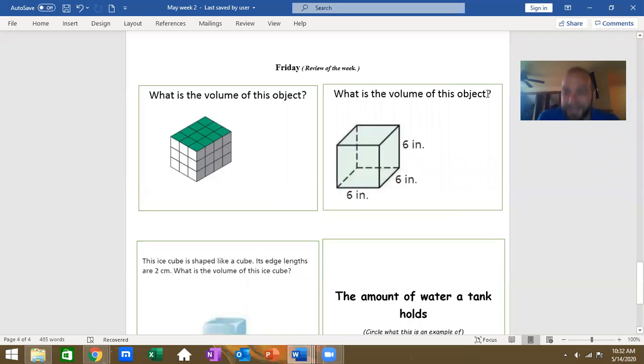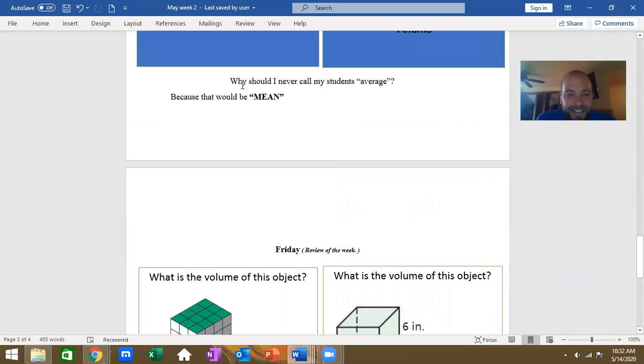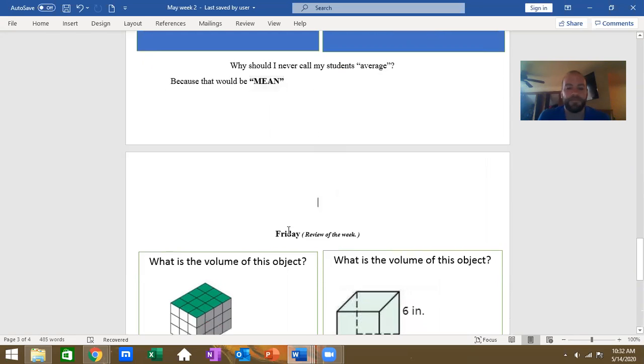Get it. Funny. Why should I never call my students average? Because it's mean. If you're not laughing, you never liked the mean, median, mode during math. Because that's hilarious. That one right there, that's a good one. All right, let's move on.